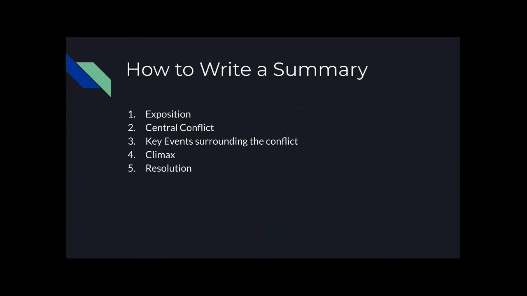We write a summary by beginning with an exposition, just basically telling what the story is. We'll touch on the central conflict in the story, and then the key events that surround that conflict. We want to make sure that we include the climax. What is that high point of the story? And then finally close our summary with the resolution.